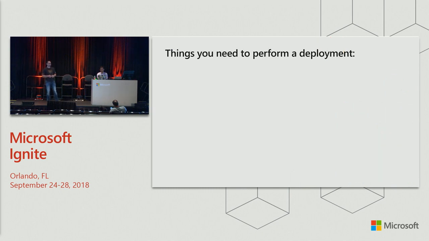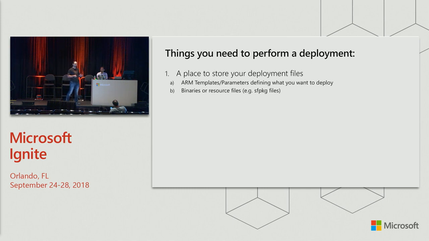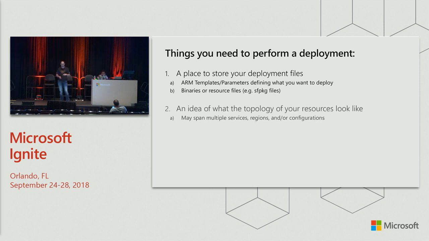Well, let's talk about the things that you need in order to perform a deployment. Now, this is independent of ADM. This is just in general. The first thing that you need is the files that you're going to deploy. Now, in ARM, that means you need template files, you need parameter files describing the resources that you're going to deploy, and you also actually need the specific files that comprise your specific service, so the HTML files, the CSPKG files, etc. And that means that you need a place to store those files as well.